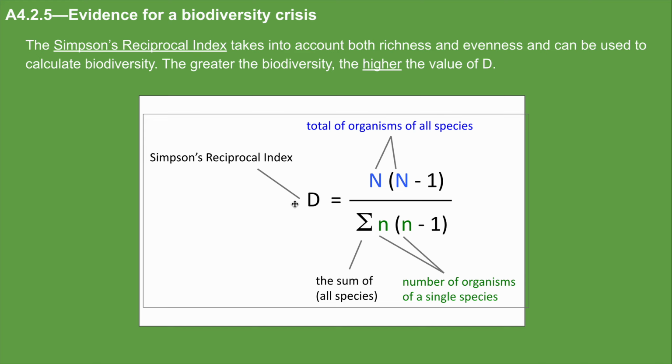So to calculate the Simpson's reciprocal index, we simply take the total number of organisms of all species present, multiply it by that total minus 1, over sigma, which means the sum of the number of organisms of a single species times that number minus 1. And so for each of these species, you would add together this little n times little n minus 1. Let me show you what I mean.